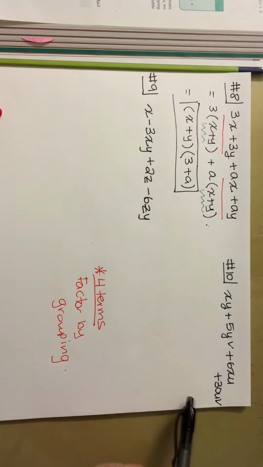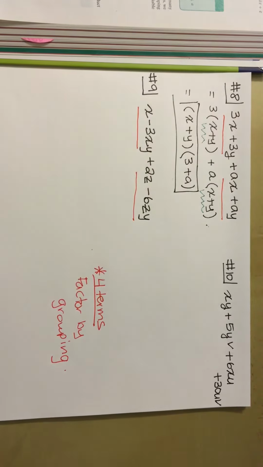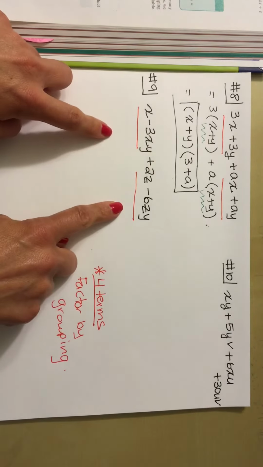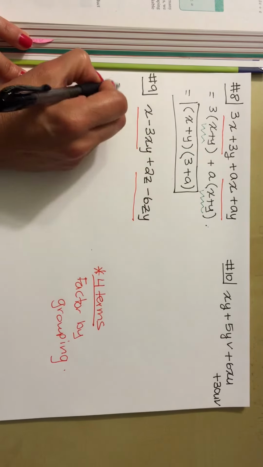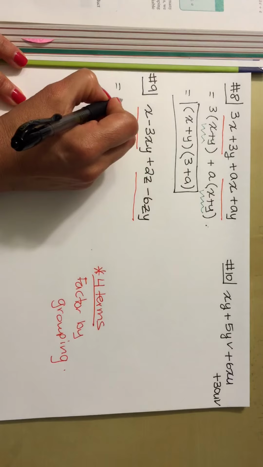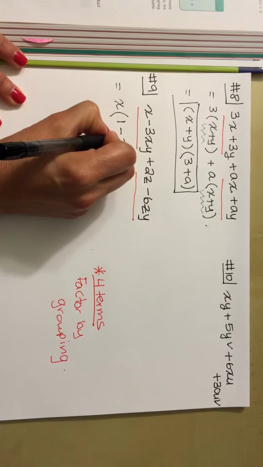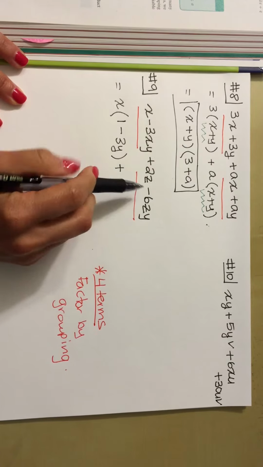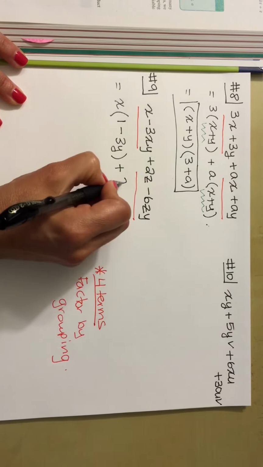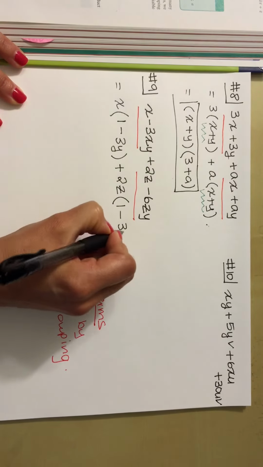Example 9 and 10 will work the same way. So example 9, let's see. We will look at the first 2, look at the last 2. You just want to underline them. Do not put these in parentheses yet. Just underline. So GCF for the first 2 terms is x. You factor it out. What's left? 1 minus 3y. Plus, we could factor out a 2z. What's left? 1 minus 3y.